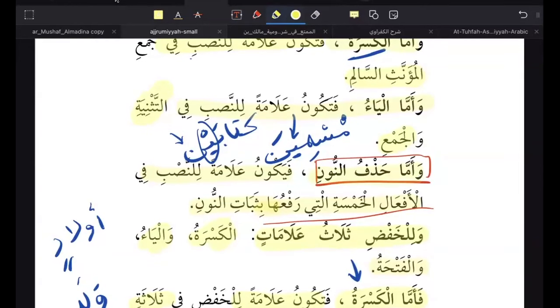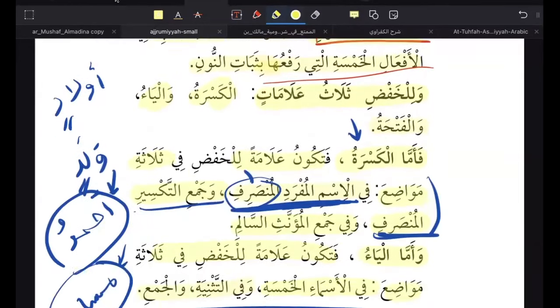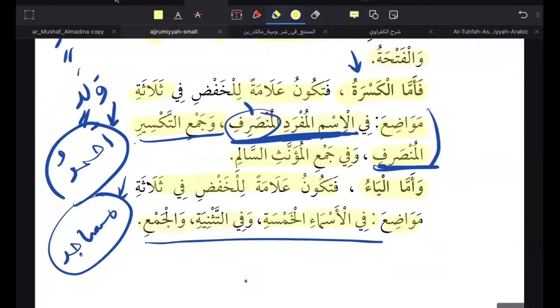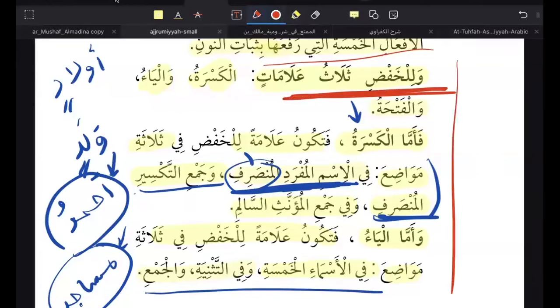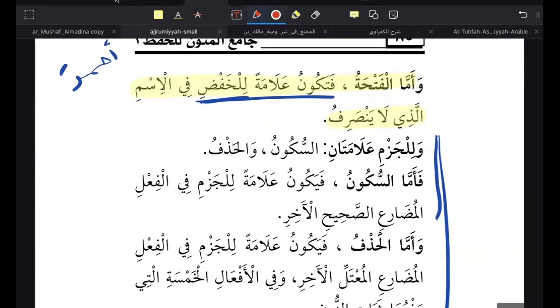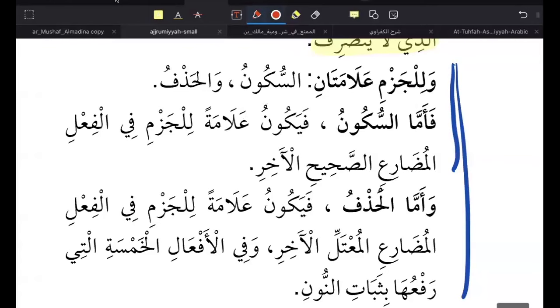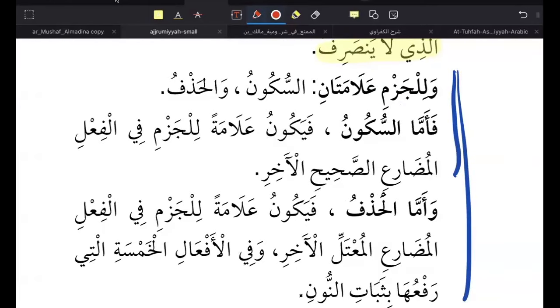So we have covered the raf and the nasb. What's left? Should we go into khafd? Should we start reading and look for how the verb becomes khafd, jar? No, because there's no jar in the verbs. Verbs cannot have khafd. So instead we go to al-jazm. This jazm state is exclusively for the verbs. He says lil jazmi alamatan. There are two alama, two signs, as-sukun wal-hadhf.